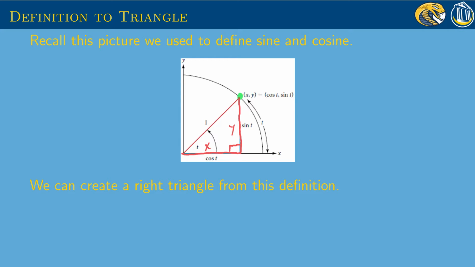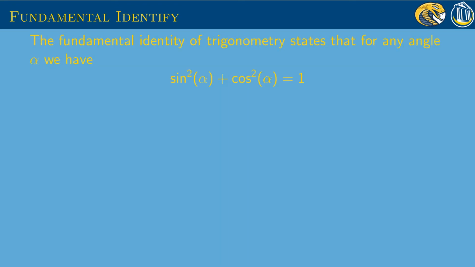Try this for yourself, but if we move that green point anywhere along the unit circle, you'll notice that we create a right triangle using the x-axis and a line parallel to the y-axis. Since we know both legs of our right triangle and the hypotenuse is always 1, the fundamental identity is just a special application of the Pythagorean theorem. Remember, the Pythagorean theorem says that a squared plus b squared equals c squared for any right triangle with legs a and b and the hypotenuse c.